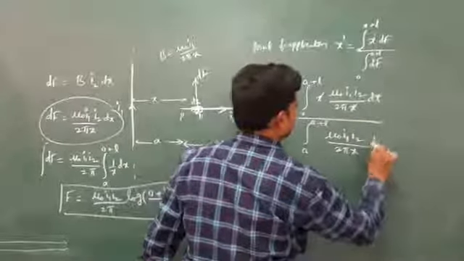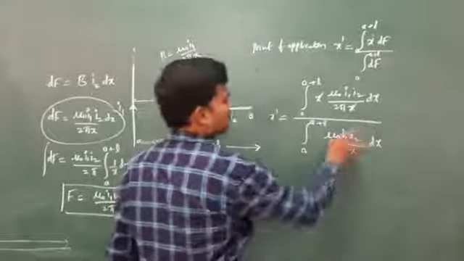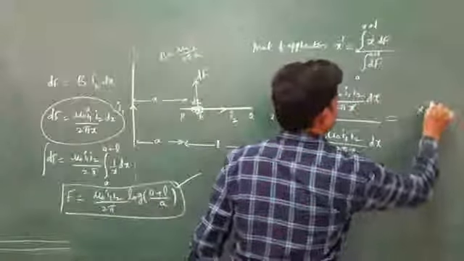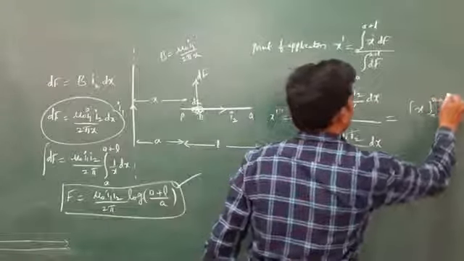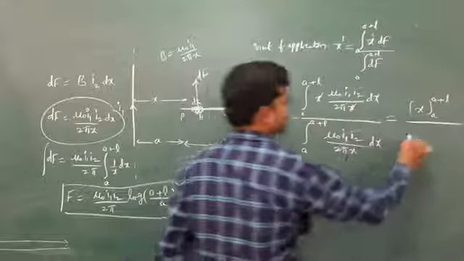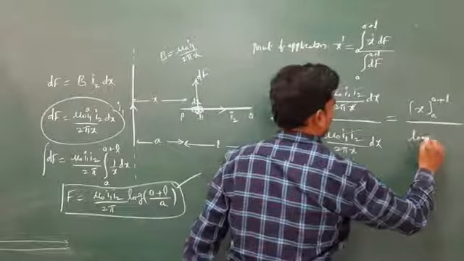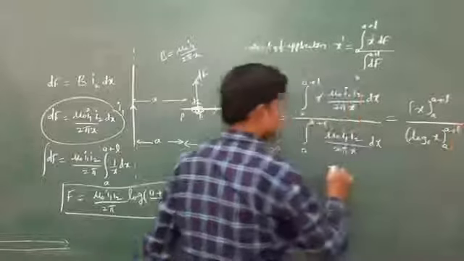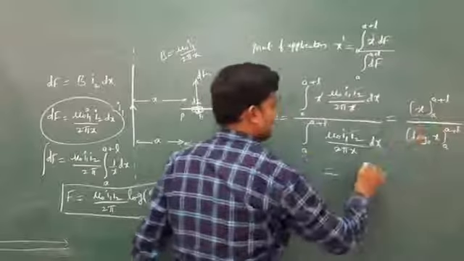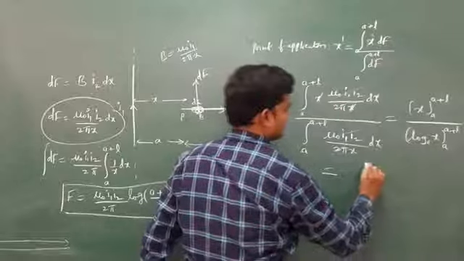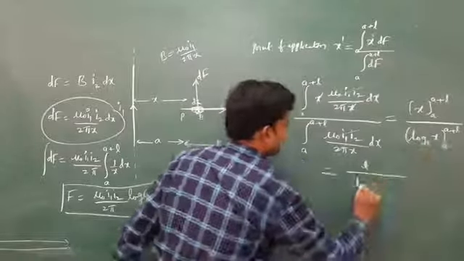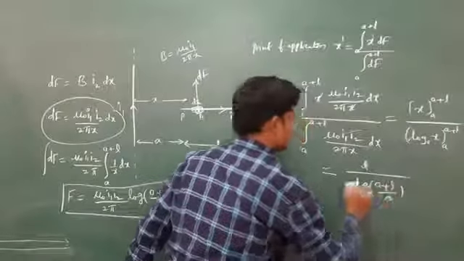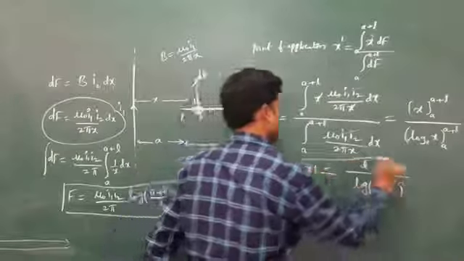Mu naught I1 I2 by 2 pi cancels in numerator and denominator. The numerator is only the integral of dx, so this is only x from a to a plus l. The denominator is the integral of 1 by x dx, which is nothing but log of x with limits a to a plus l. Substituting the upper limit a plus l minus a, we get l divided by log of (a plus l) by a. So this is the point of application of force.